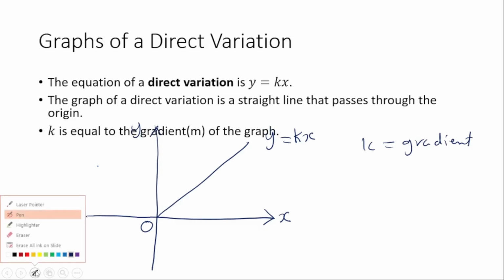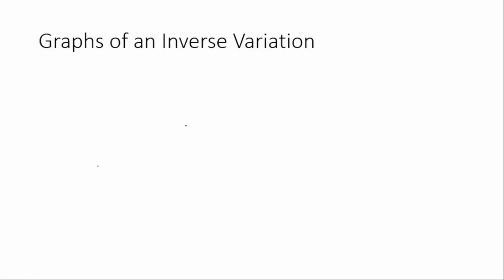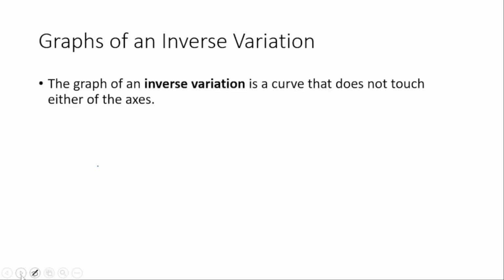I think you can see that. So I've already talked about k being equal to the gradient of the graph. We look at the graph of an inverse variation. Characteristics: it is a curve that does not touch either of the axes, more like an asymptote. Asymptotes do not touch the axis.